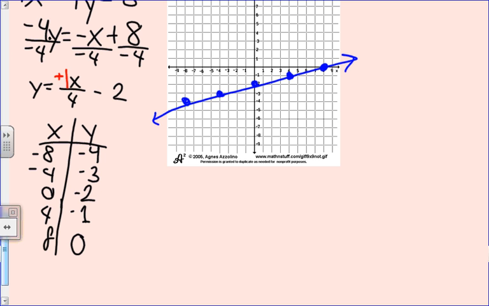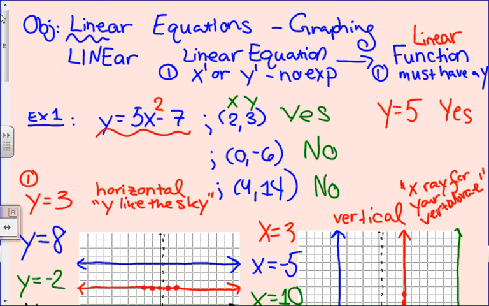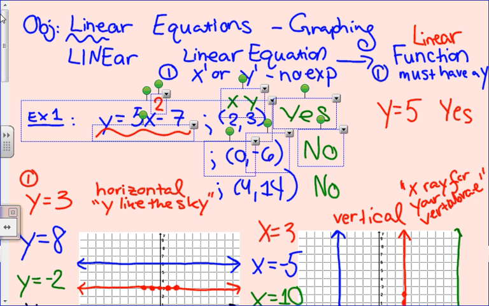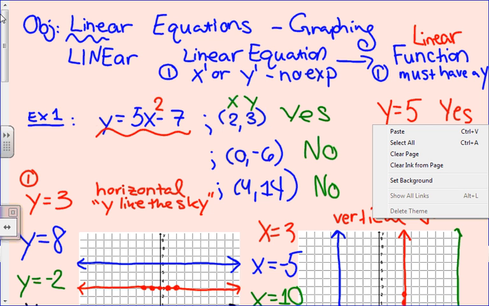Alright, one more time. You have several goals in your course tonight. Goal number 1. You're going to plug it in and tell me if it's a solution or not. It's going to tell me yes or no. Goal number 2. You're going to tell me if it's a linear function, yes or no, just by looking at it. Why? It has a y and the x has no exponent.